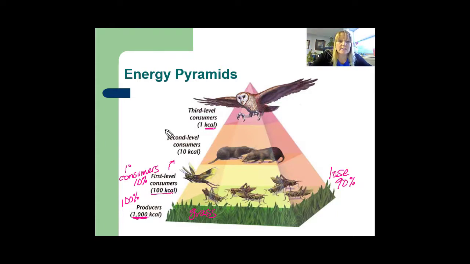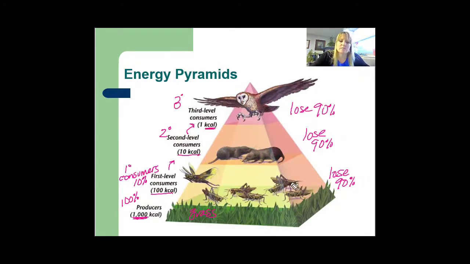Again, you go up to the next level to your secondary consumers. You can only take 10% of that 10% with you. So 10% of 100 is 10. So now you have only 10 kilocalories. So for every 1,000 kilocalories you have down here, you have 100 here, and then you're going to lose 90% again, which means you only have 10 here. So here, if you go up again, same thing, you're going to lose 90%. So at your tertiary level, that's only 1 calorie.